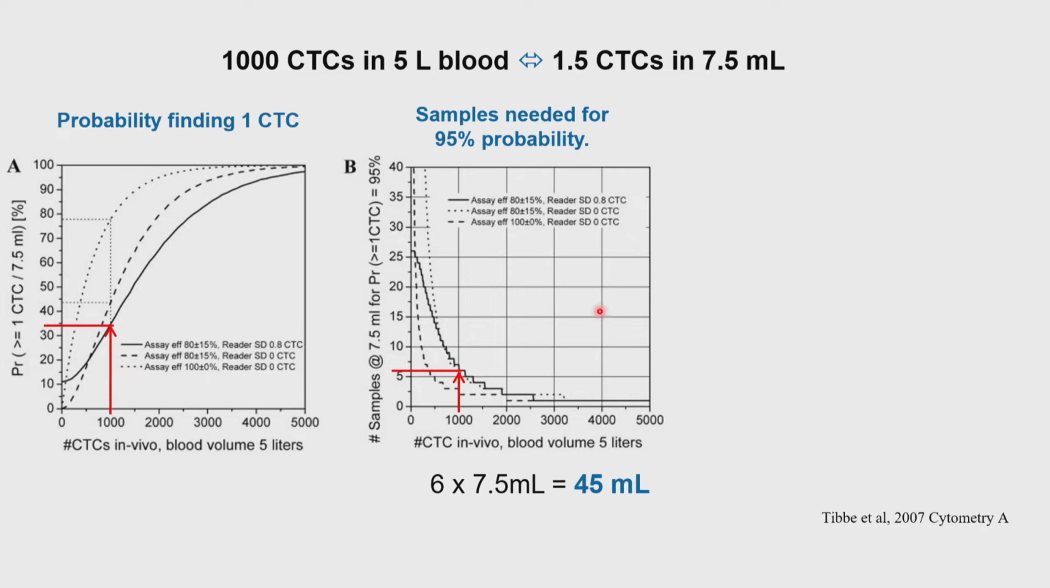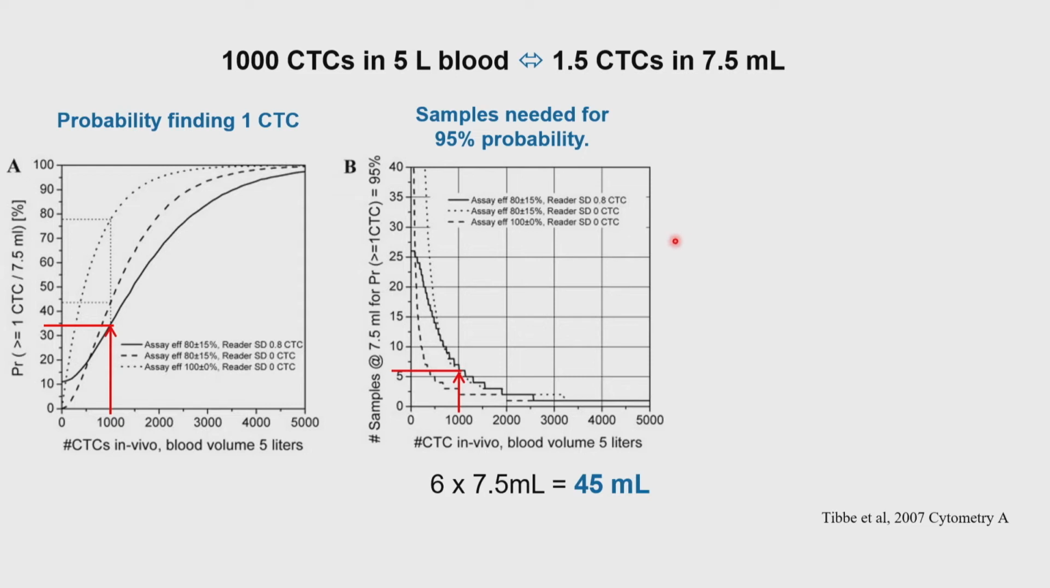And there are, of course, several explanations for this. One that you often hear is that you don't have the right markers to identify the cells or they're not the right technology. But I think the most important factor is that the volume that we sample is just not representative for the 5 liters of blood that is circulating in the patient's body. So imagine you have 1,000 EpCAM-positive CTCs circulating in the blood, and you want to use CellSearch to find those EpCAM-positive CTCs. So you take 7.5 milliliters of blood. If you do the math, you should have 1.5 CTCs in your sample.